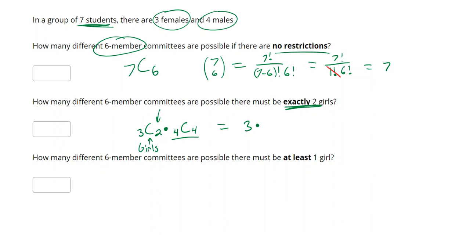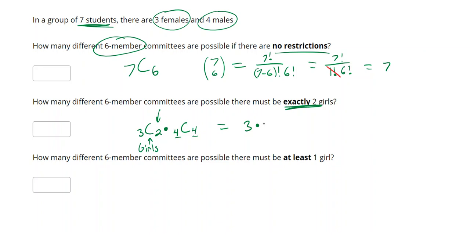4C4, we could put it all in the calculator, but in the end, this is kind of saying, of the 4 boys, how many ways can we choose all 4 of them? Well, there's only really one way that can happen. You can choose all 4 of them, right? That's the one way. It doesn't matter in the order. If I'm going to choose all those boys, then there's just one way that can happen.